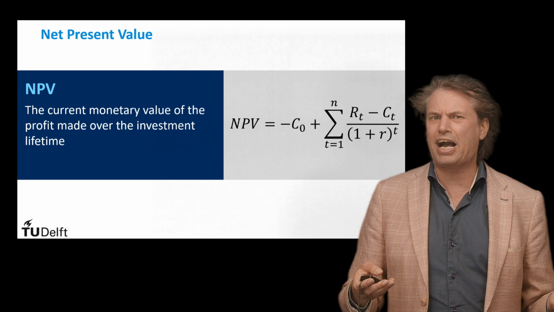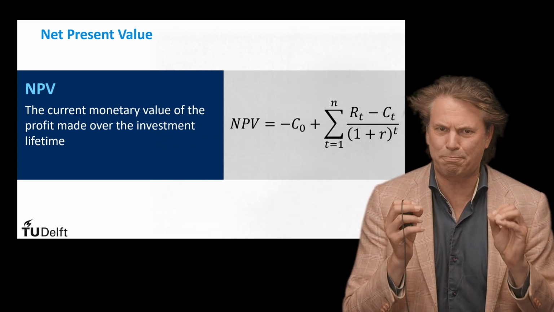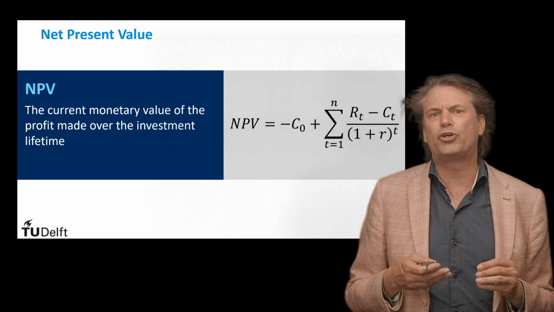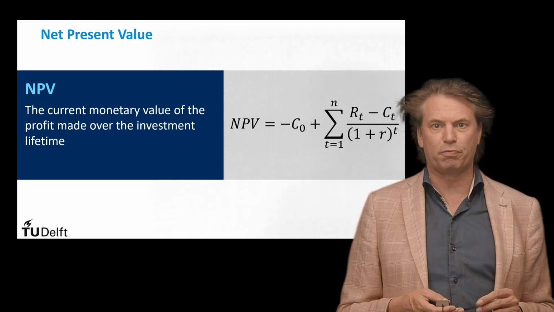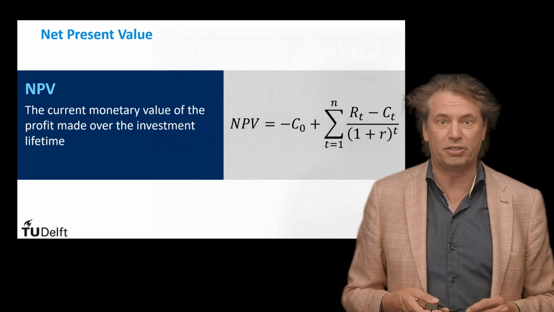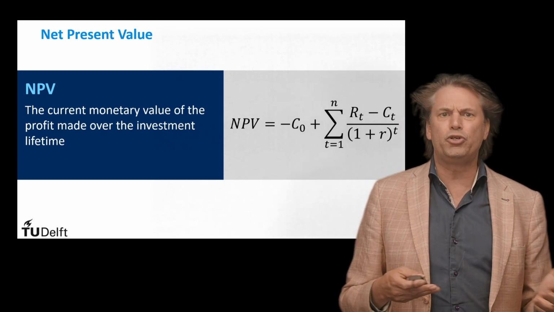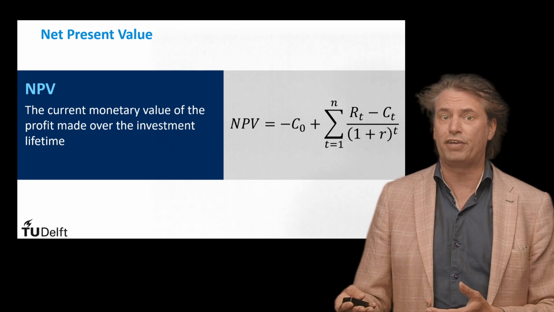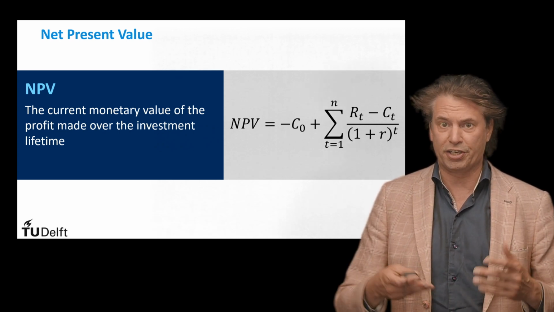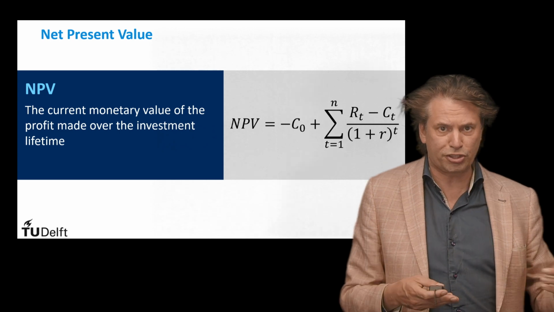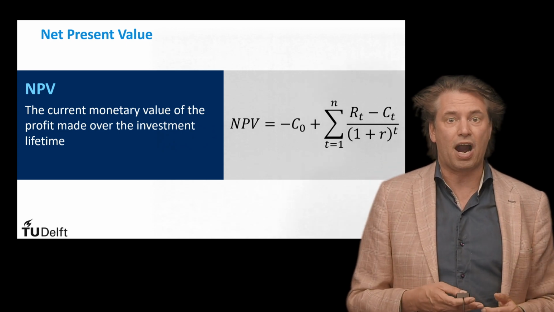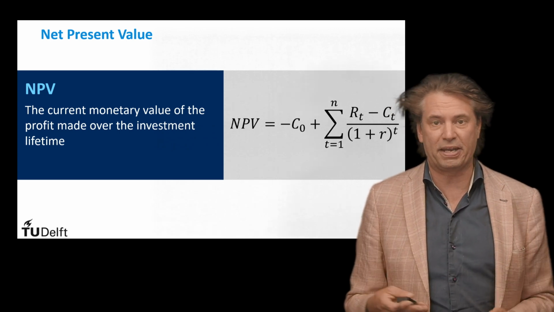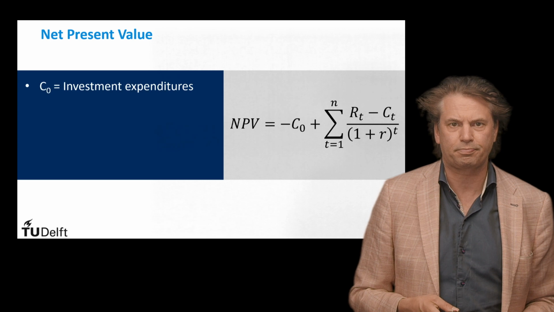The next metric that I want to introduce is the net present value, or NPV. The NPV is defined as the current monetary value of the profit made over the investment lifetime. It is used to determine whether an investment is convenient or not in terms of economic profits. For the net present value, the cost and the revenues of a power plant are added or subtracted over its lifetime, as depicted in this formula.